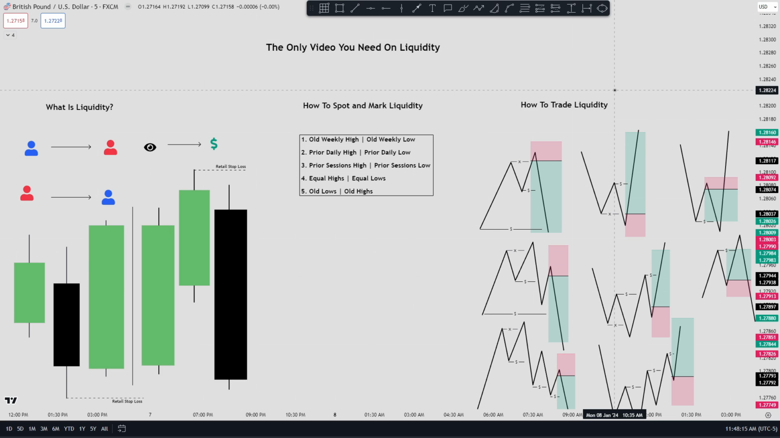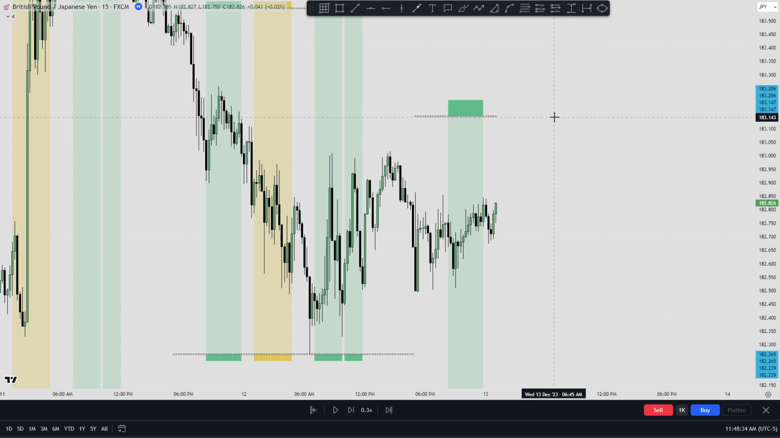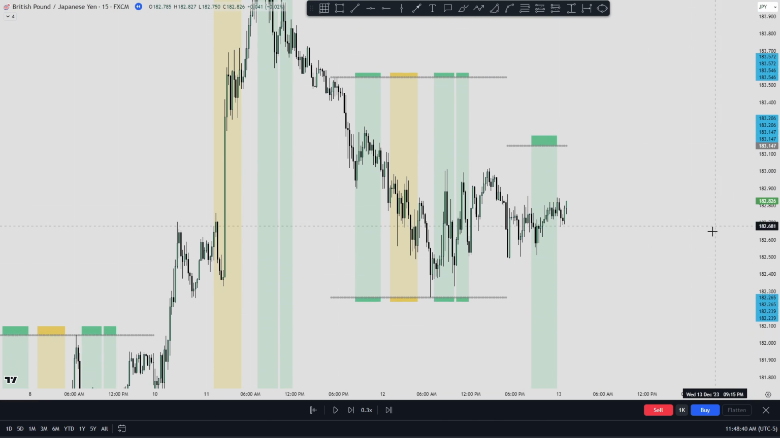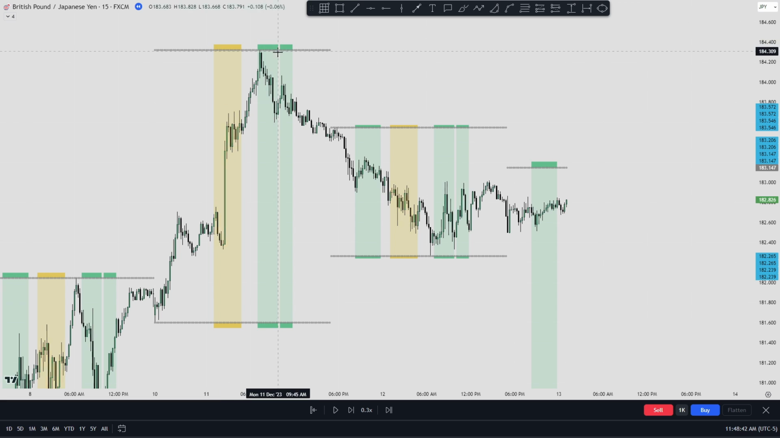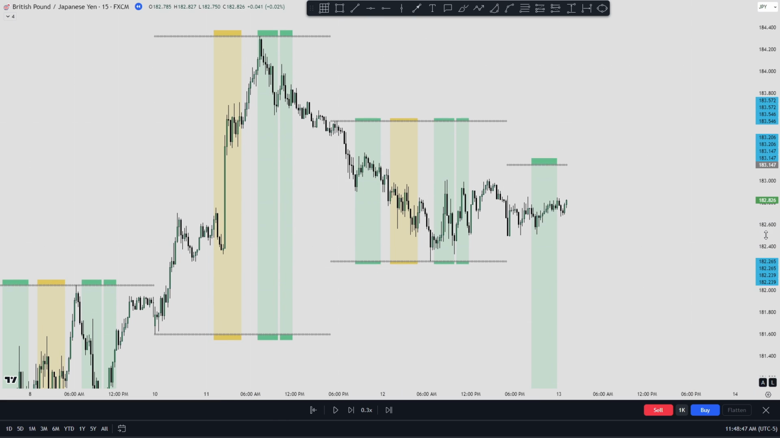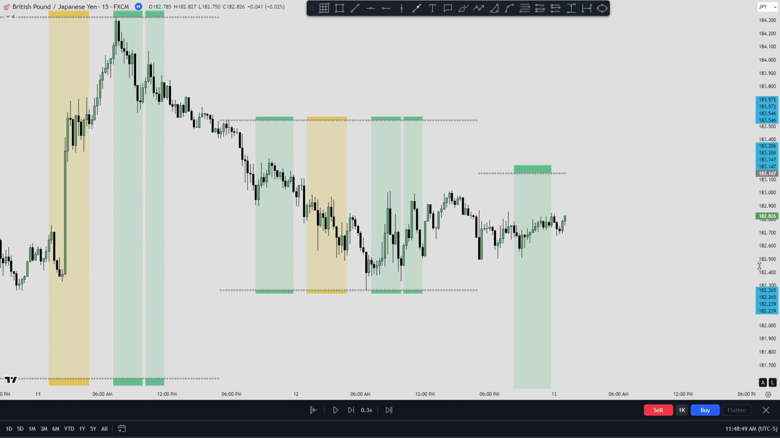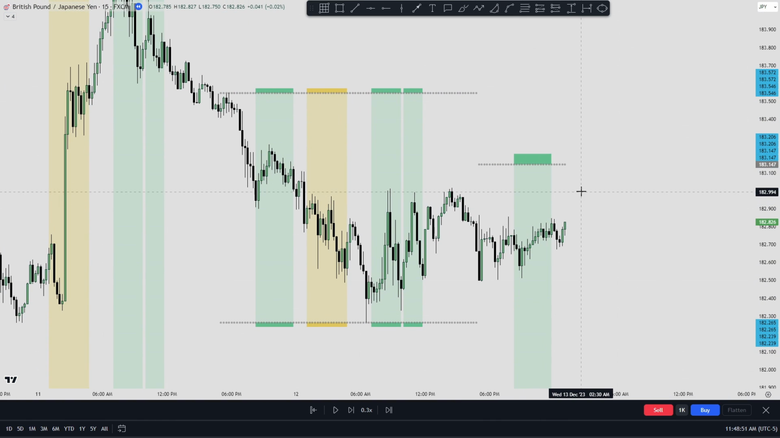Now let's get into some backtest examples. First, we're going to look at a GBP JPY on the 15-minute chart. As you can see, we came higher, and since we came higher, we've been making lower prices. So some areas of liquidity that we can mark out is this old high.